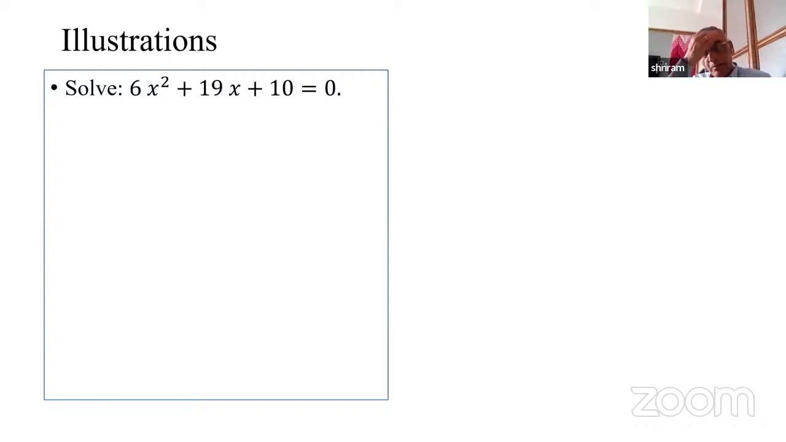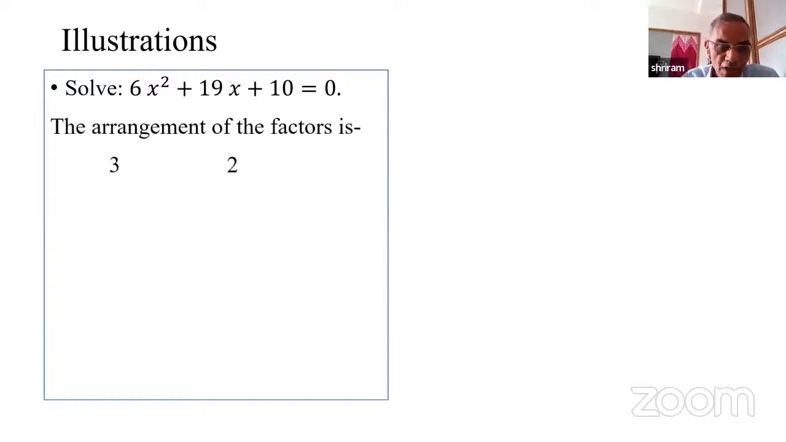6x square plus 19x plus 10 equal to 0. So I will select factors of 6 and 10 in such a way that their cross product is 19. So 3, 2 are the factors for 6. And then I select 2, 5, so that the cross product is 3 into 5 plus 2 into 2, which is 19. What I am saying is, selection is proper. If I write 5, 2, then I will get 3 into 2, 6, and 2 into 5, a different number than 19.